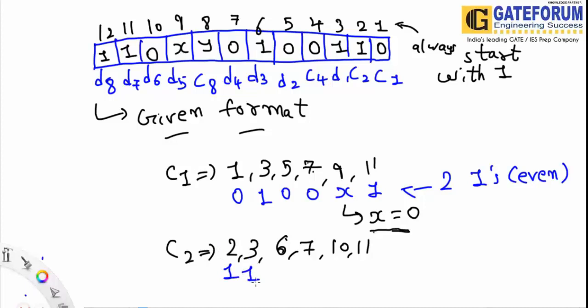Okay, so 2 and 3 both have the value of 1. If we look at 6, the value is again 1. 7, the value is 0. 10, the value is 0. And 11, the value is 1. So it has 4 ones, 1, 2, 3, and 4 ones, which is even. So that's why we are not doing anything in this particular consideration.